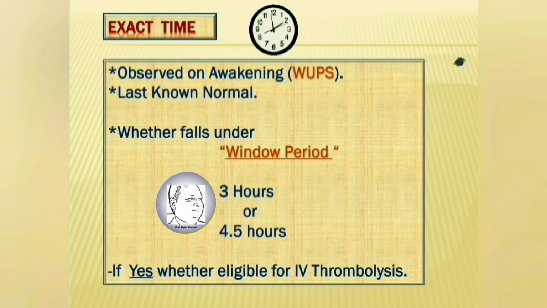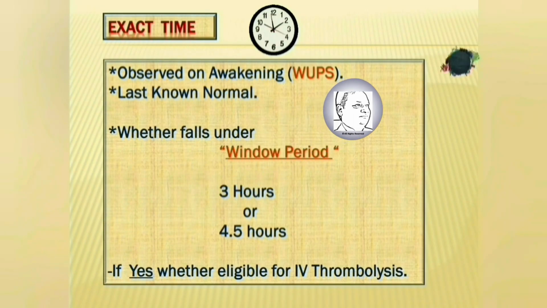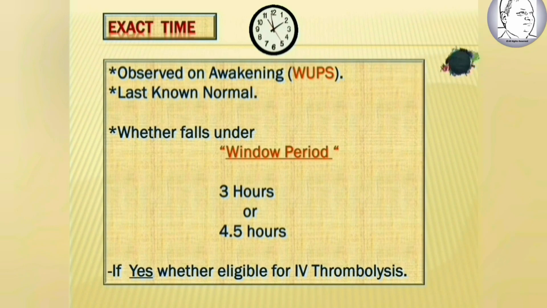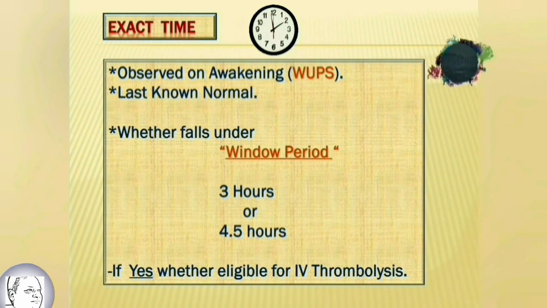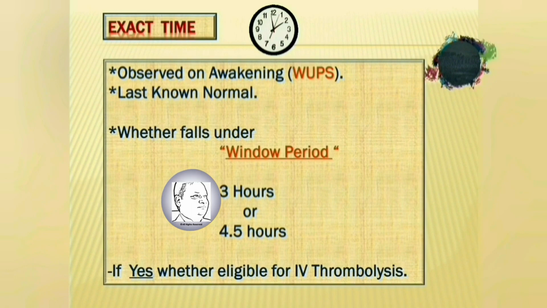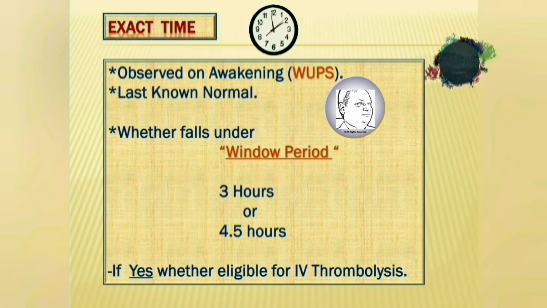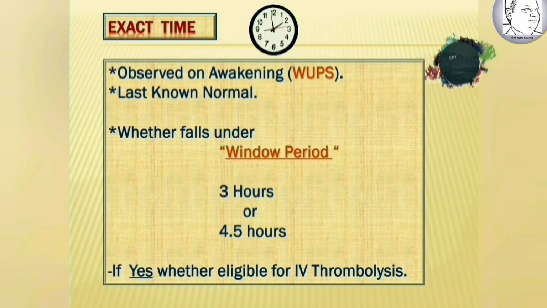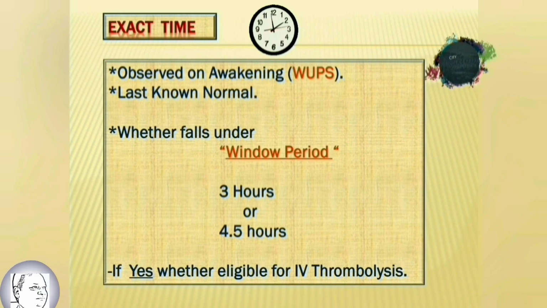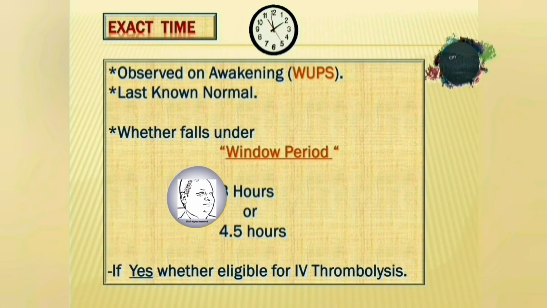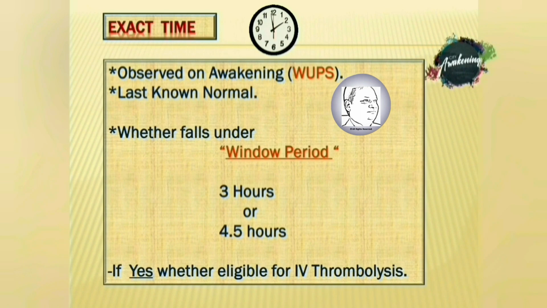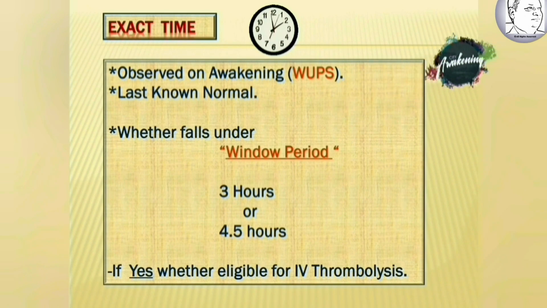Exact time of onset is very important. Exact time is very important for the treatment plan. If the exact time of onset is noted, the window period for IVT is 4.5 hours. Wake-up stroke is a stroke on awakening. In this patient, the last known normal time is noted. If the patient comes within the window period, eligibility for IV thrombolysis is checked.